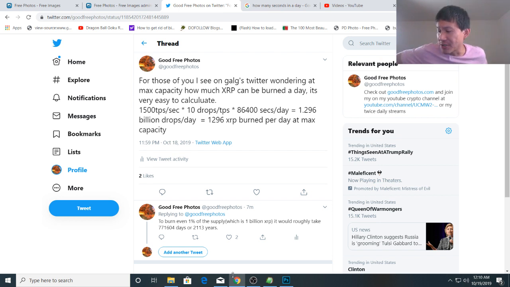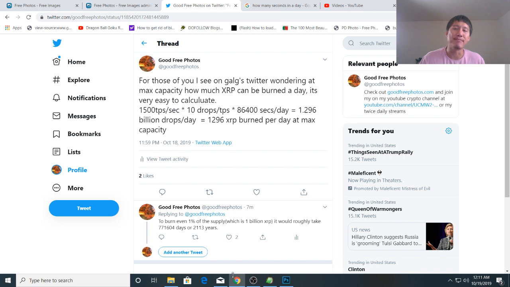Now, 10 drops is only burned on an on-chain transaction, so you can scale above 1,500 on off-chains right now, but that really doesn't affect how much can actually be burned per day, because off-chain transactions don't really burn the drops. The on-chain transactions burn the drops. So since we have 15,000 transactions per second maximum, you have to multiply that by 10 drops per transaction, and then multiply that by 86,400 seconds per day. And after you multiply it all, you get 1.296 billion drops per day.